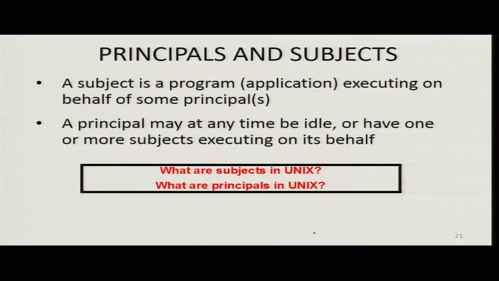Then what is a principal in Unix? A principal in Unix could actually be a password and username. It could be some kind of a token, or it could be some other kind of device which allows you to get into the system to authenticate yourself. And based on the authentication, if you go through the authentication and if you have authorization to do certain things, then you are allowed to do those things.